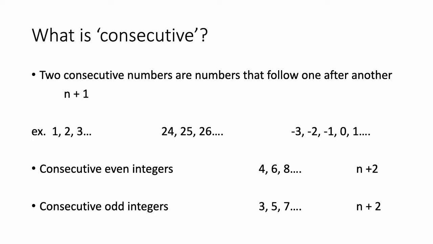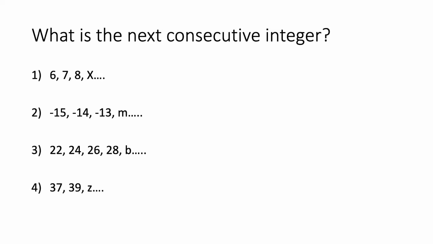Consecutive odd integers is the same idea, except now we're looking at just the odd numbers, so 3, 5, 7, and again we look at that n plus 2. If we start with 3 and add 2, we get 5. We have 5 plus 2, we get 7. We're going to show you how to set these up. These are quite common.